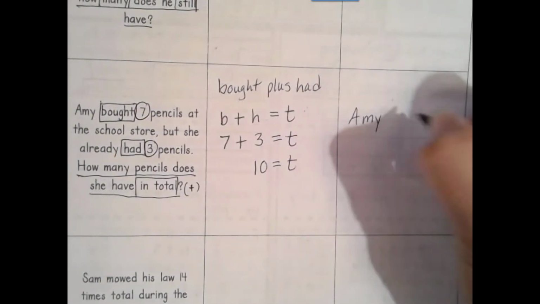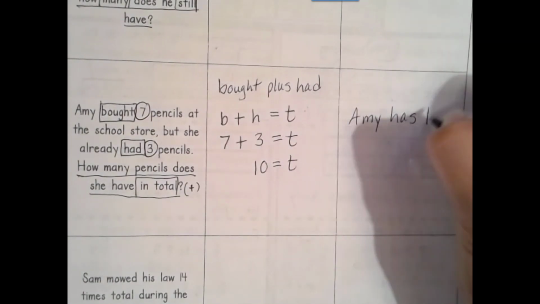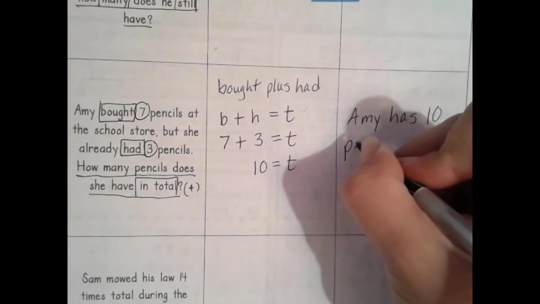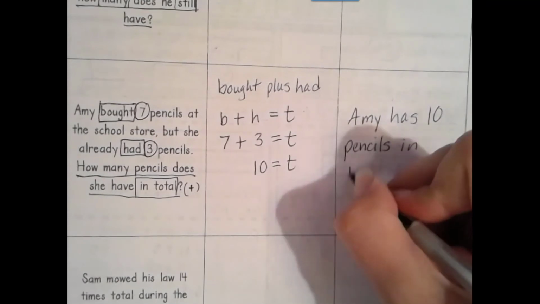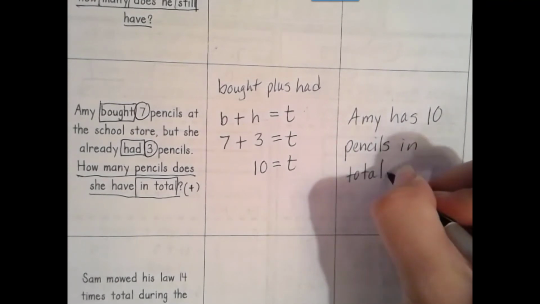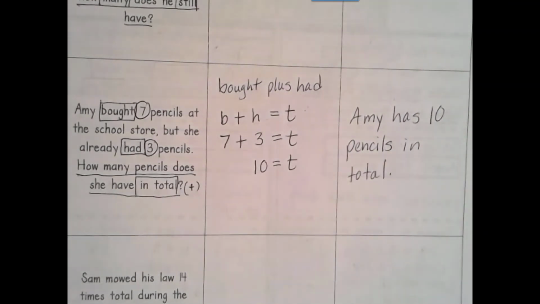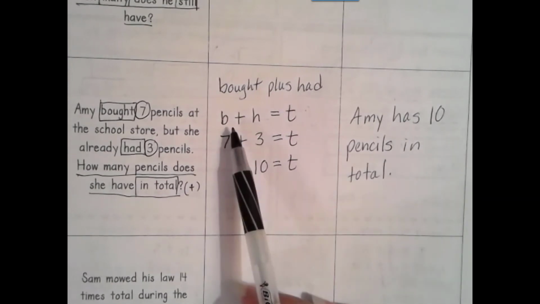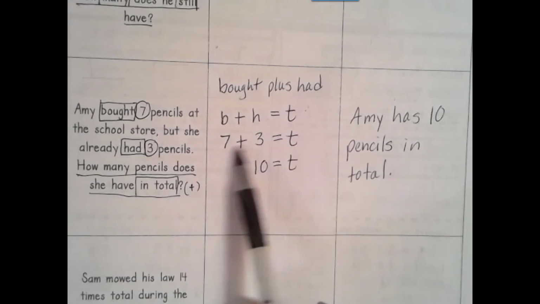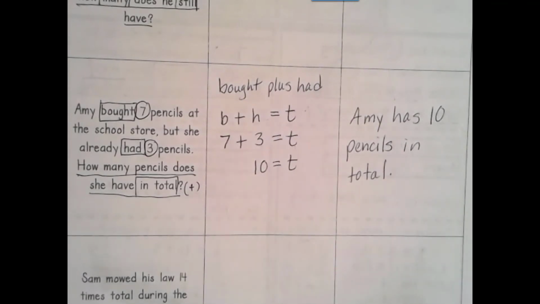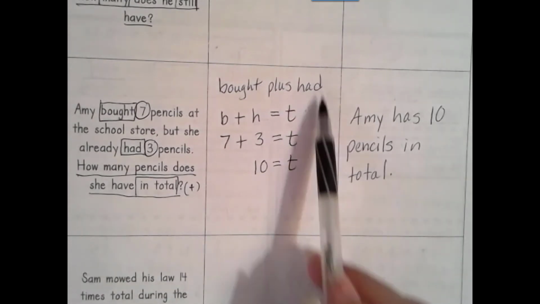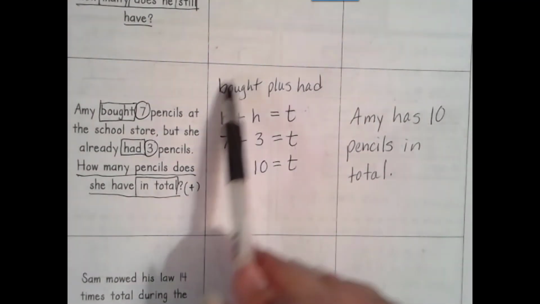Amy has 10 pencils in total. So these questions, even though they're not challenging addition or subtraction problems, what we're working on is being able to make an equation with a variable or a letter standing for an unknown number. This is what you need to make sure you have in your notes.